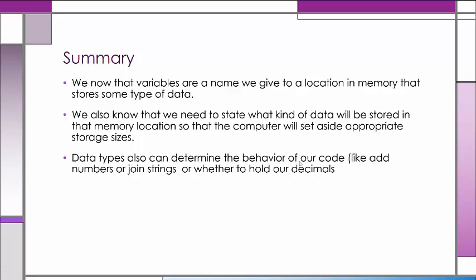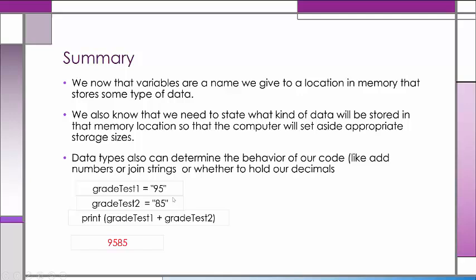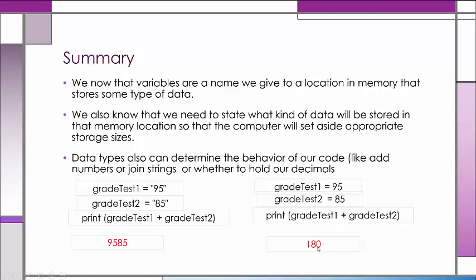Data types also determine the behavior of our code. For example, we saw that if we put what we think are integers into quotations, now these are actually strings and not integers. And so if we use the plus sign, the output will be the joining of these two strings. In order to actually add them, if that's what we wanted, we have to make sure there are no quotations. In other words, make these variables integers. And if they're integers, the plus sign means that we're going to add them.